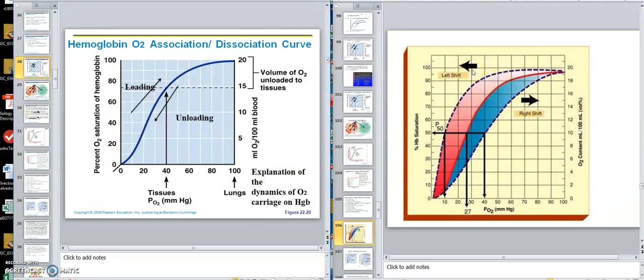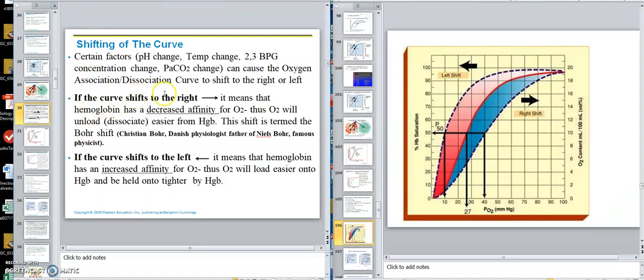Okay? Now, let's see what would make that happen. If the curve shifts to the right, a right shift of the curve is called a Bohr shift. Listen to me. That was from Christian Bohr, the father of Niels Bohr. He's a physiologist. Niels Bohr did a lot in chemistry, the Bohr model of the atom. These guys, father and son, are very famous. But a Bohr shift is a right shift.